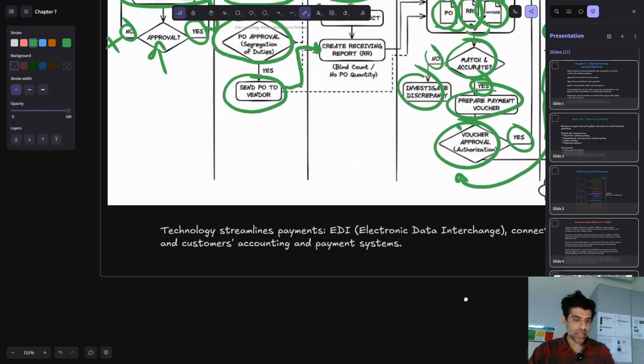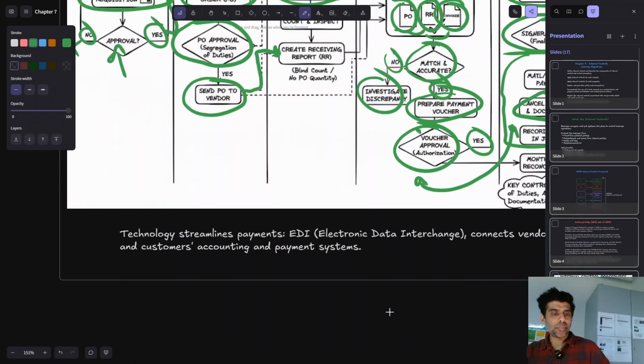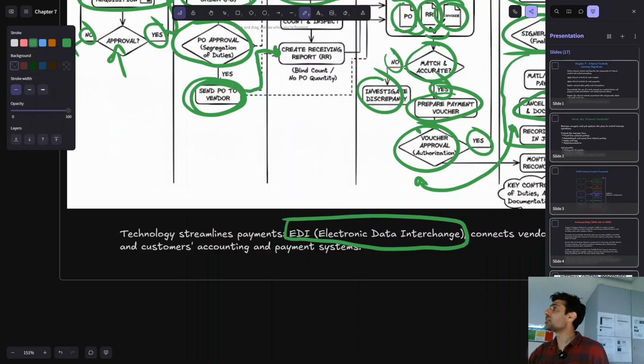Even the purchase order to the vendor and the vendor sending an invoice, now there are electronic exchanges between customers and vendors that make all this easy too. So it's not like you have to mail this to your vendor. Usually there's going to be some data connection between you and a vendor that you use a lot. That's going to facilitate that whole process too.